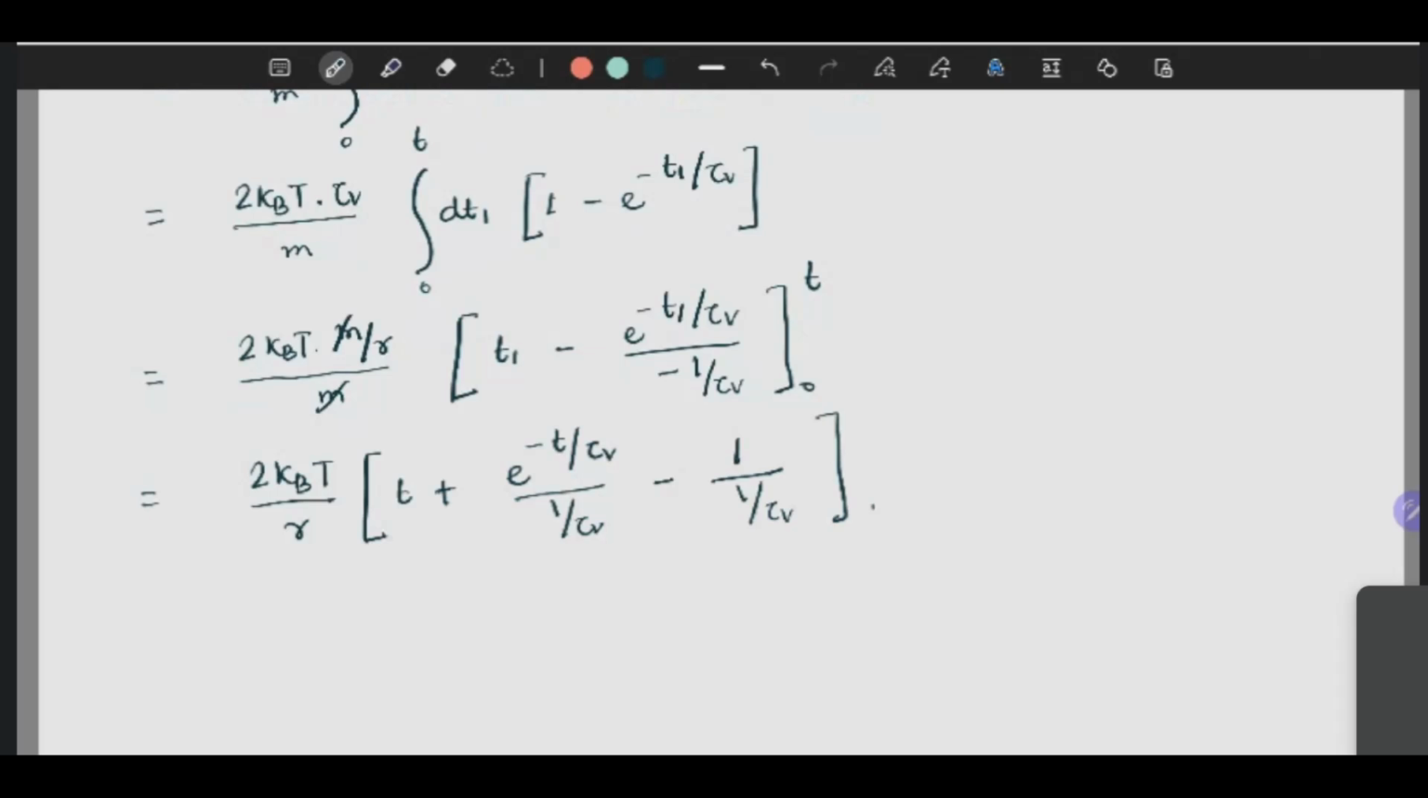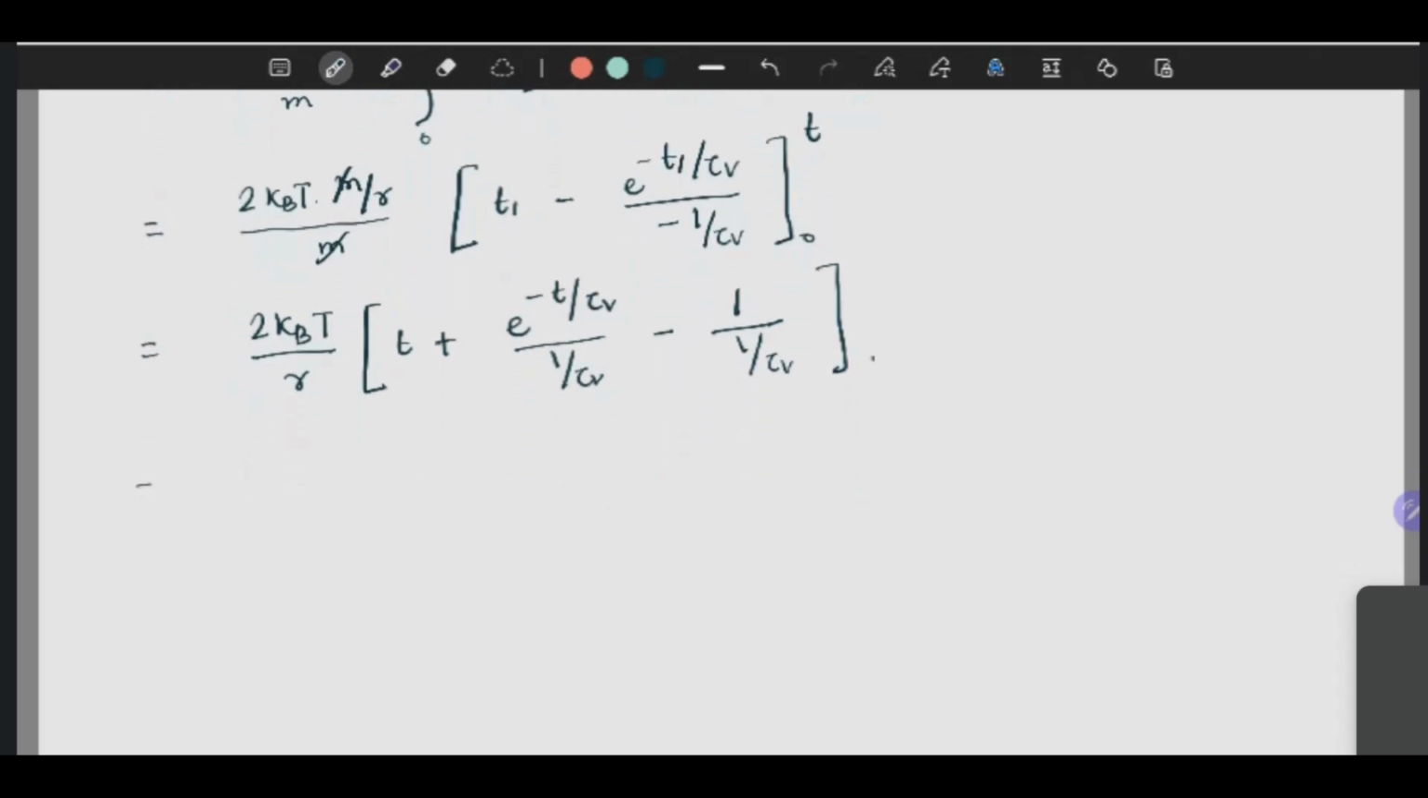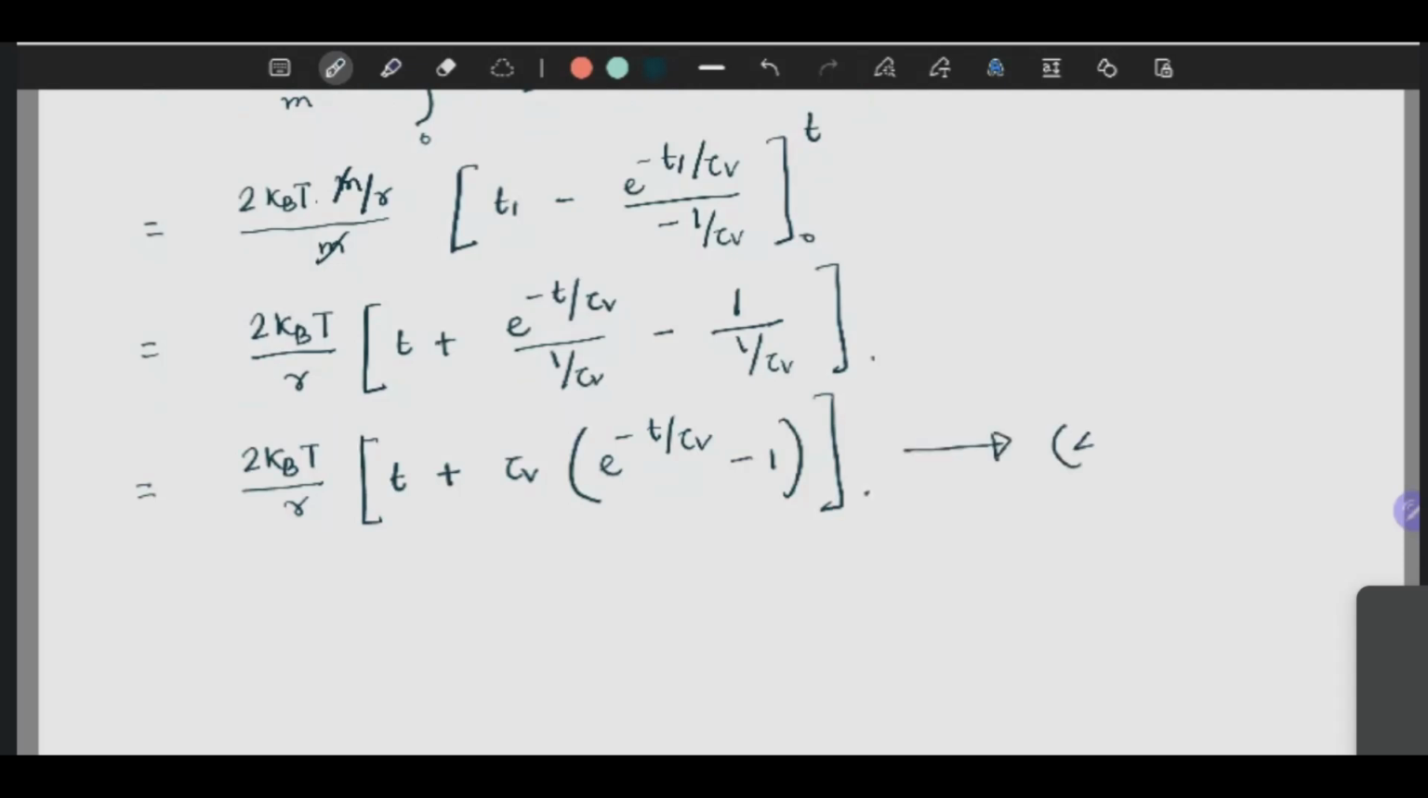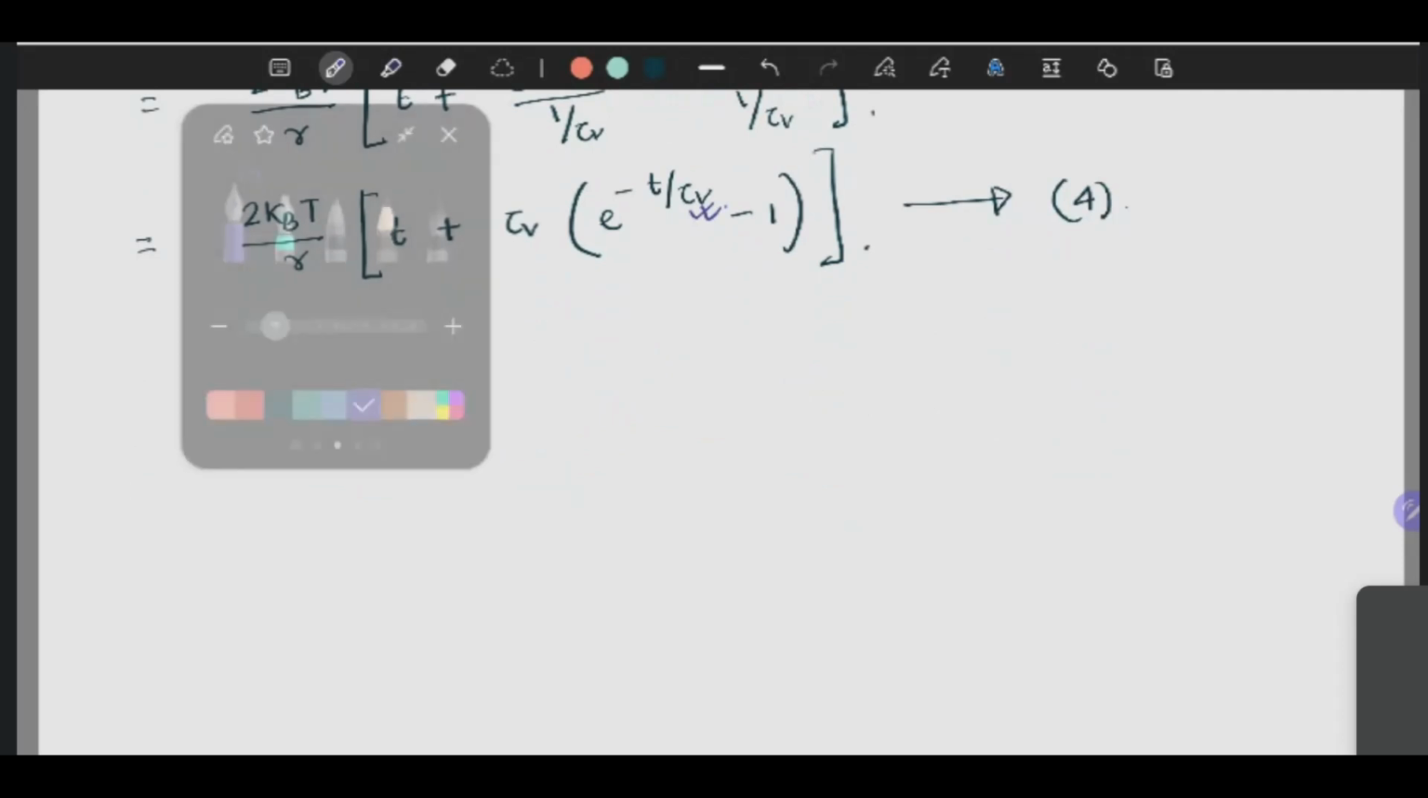Okay, so then there is no problem with this. So 2 kBT by gamma times t plus tau v times e to the power minus t by tau v minus 1. So this is the equation. Now depending upon this constant tau v, we can get two different regimes.